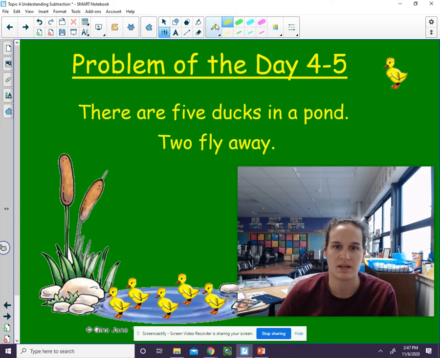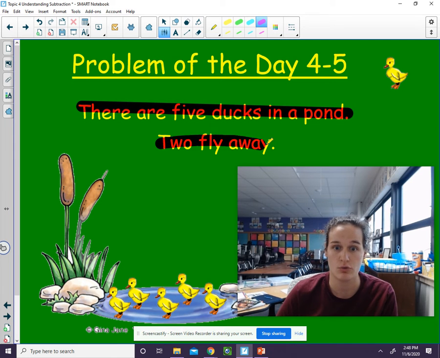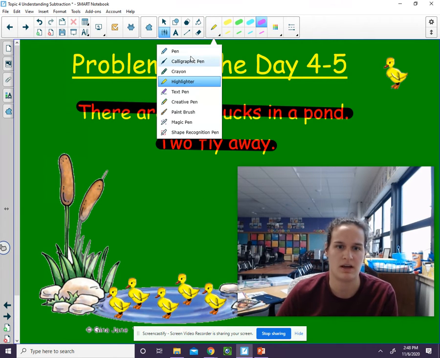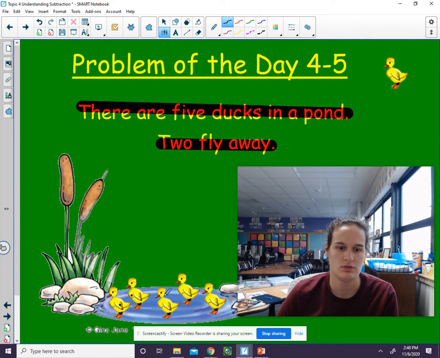Our problem today says there are 5 ducks in a pond. 2 fly away. So we're going to take a look at this problem down here then. So they said there are 5 ducks. Let's just double check that there's 5. 1, 2, 3, 4, 5. Oh, there are 5 ducks.